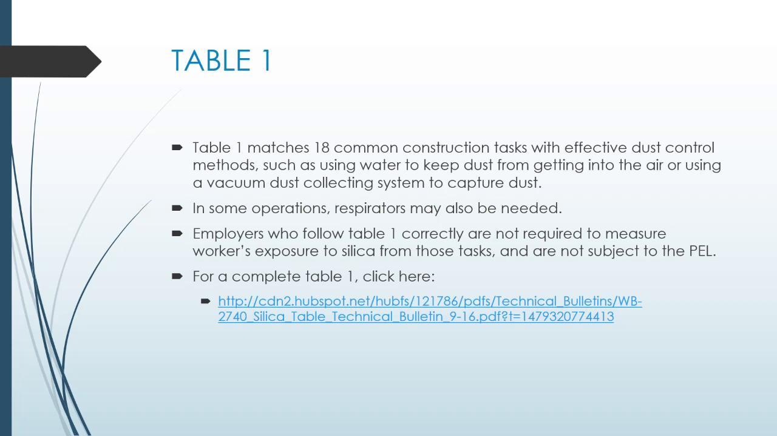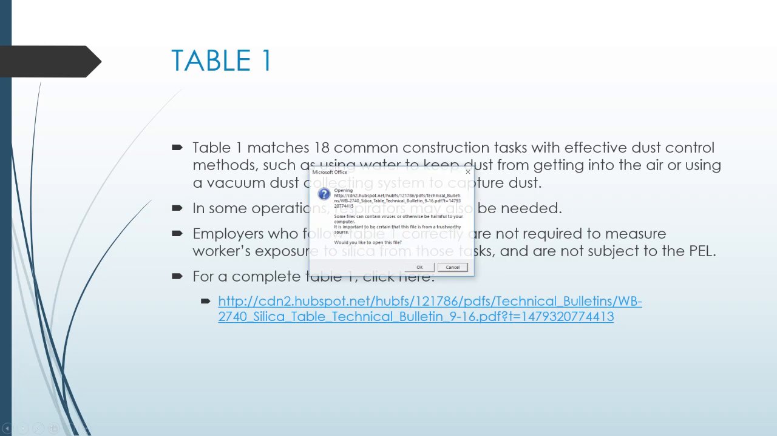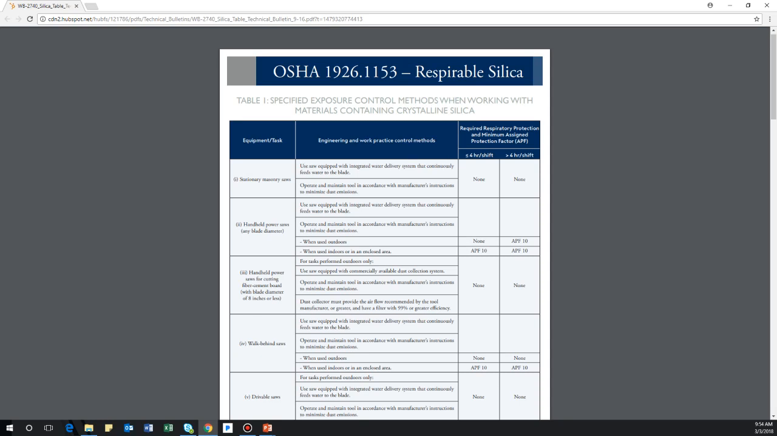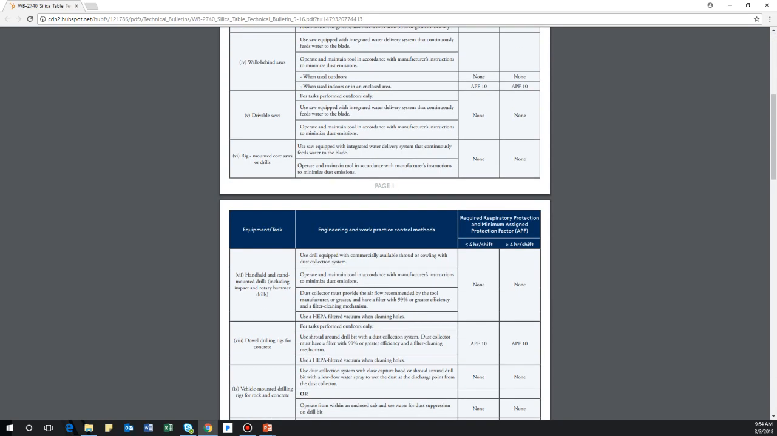If we follow Table 1, we don't have to measure the particulate size. We don't have to see if it's above the action level because we're going to be below it, and that's the point of Table 1. So let's take a look at it real quick. So this is Table 1. This is found in 1926.1153, and here are the tasks on the very left-hand column.